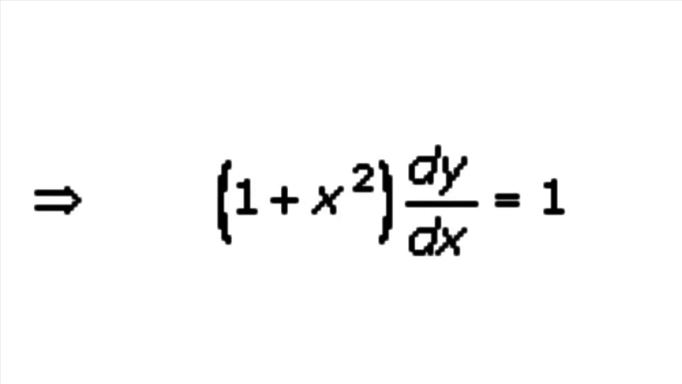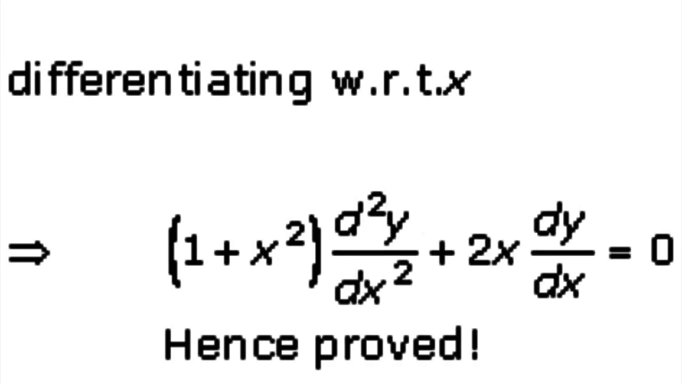1. So here you can see, in left hand side you have two functions. First one is 1 plus x square and second one is dy upon dx. Now we are going to differentiate it with respect to x. So in left hand side we are going to apply u into v rule. So we will get 1 plus x square into derivative of dy upon dx.